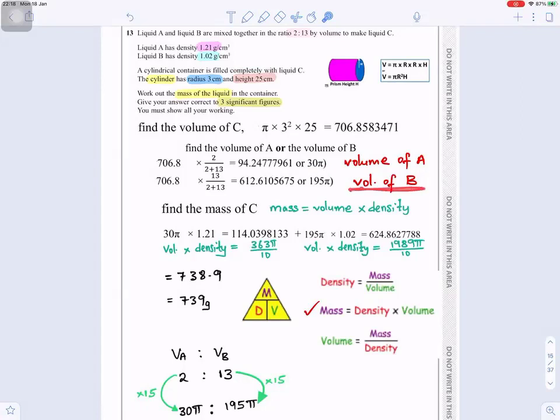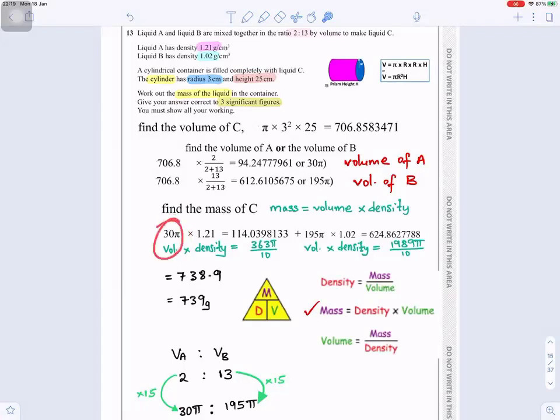Now, the volume of B is 13 over the total, 2 plus 13, times 706.8. And it's 612.6, or we can leave it as 195 pi. We want to find the mass of C. Mass is given by volume times density from the formula. So the volume is 30 pi.